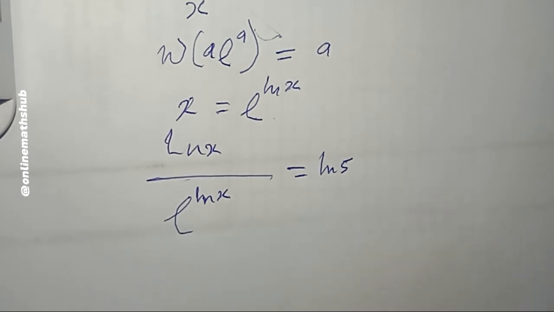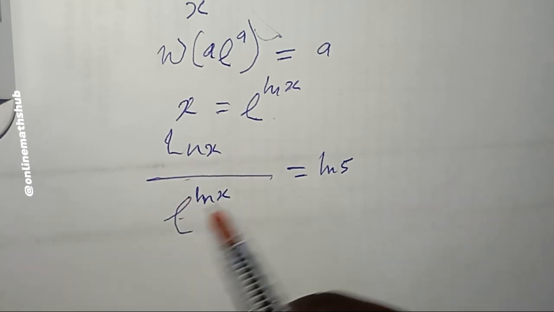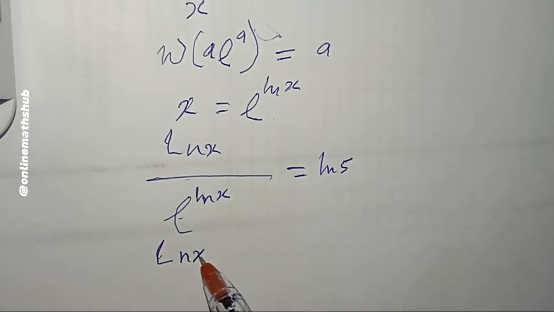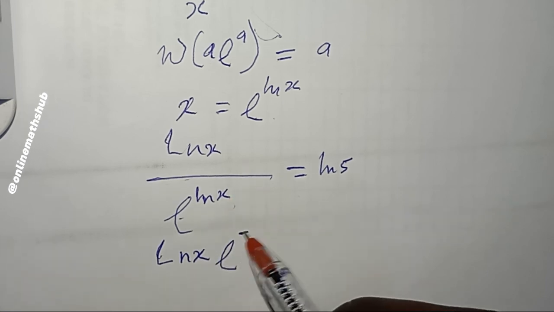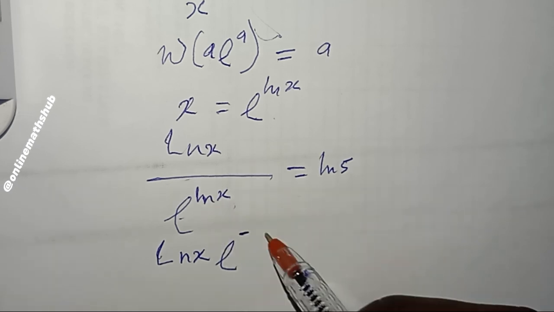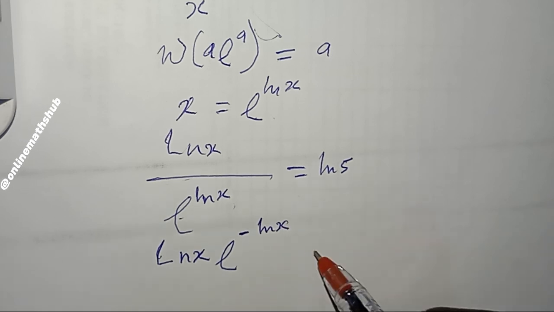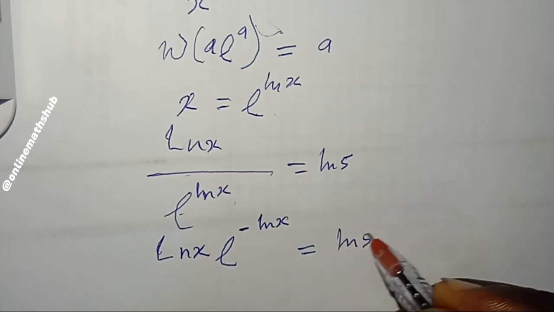The next thing I want to do is write this stuff right here. I can bring this one up to the numerator, so I can write this as natural log of x and then multiply by exponential inverse of this natural log of x. And it's still equal to the natural log of 5.